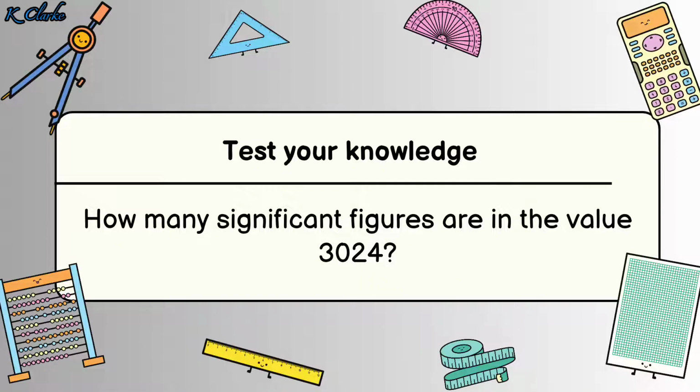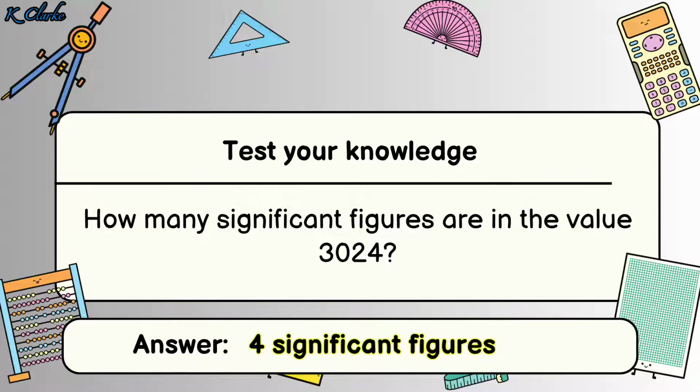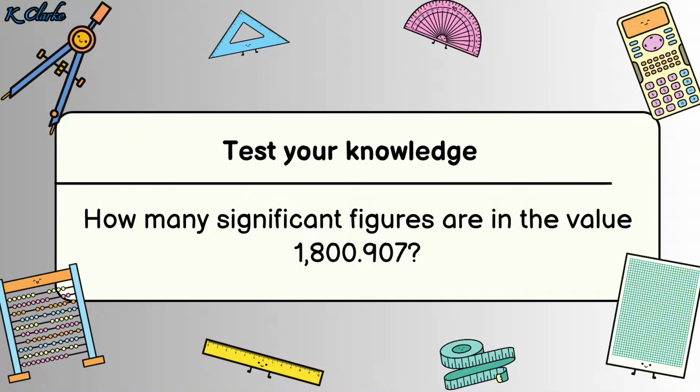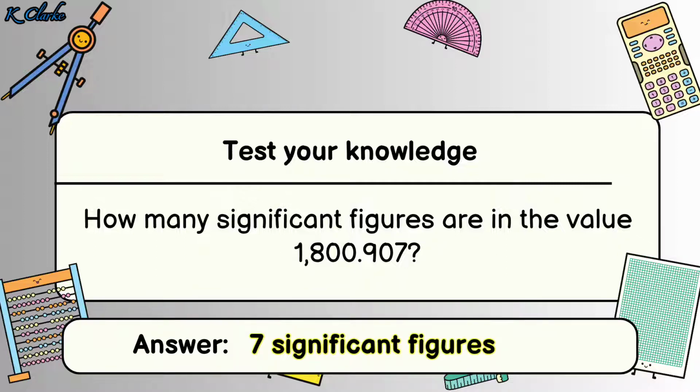Here's a question. How many significant figures are in the value 3024? The answer is 4 significant figures. How many significant figures are in the value 1800.907? The answer is 7 significant figures.